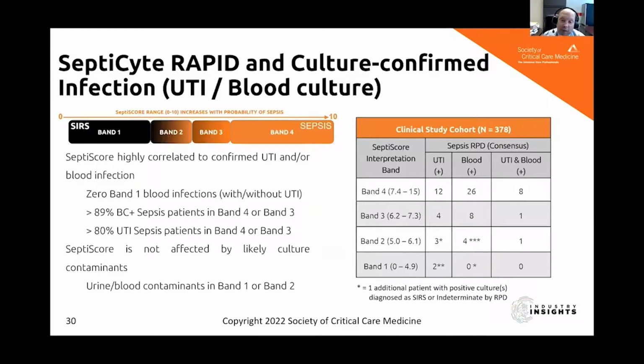Looking at patients with SeptiCyte RAPID and culture-confirmed infection in the urinary tract or blood cultures, you can see that those with UTI and blood culture positivity were mostly in band 4. There was 1 in band 3, and there was one with both UTI and blood in band 3 and band 2. And there were only 2 people who had a UTI who were in band 1. It's likely that patient did not meet the RPD diagnosis of sepsis, but would have had the urine infection without a systemic inflammatory response that would have made for a sepsis diagnosis.